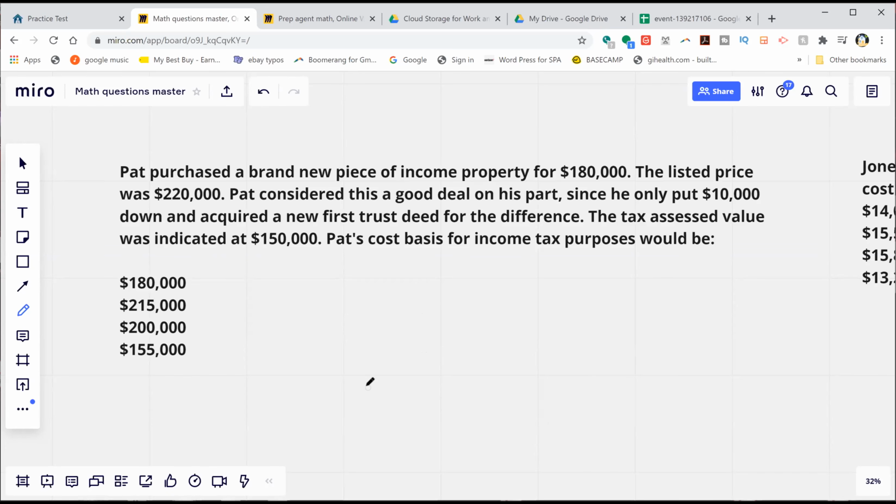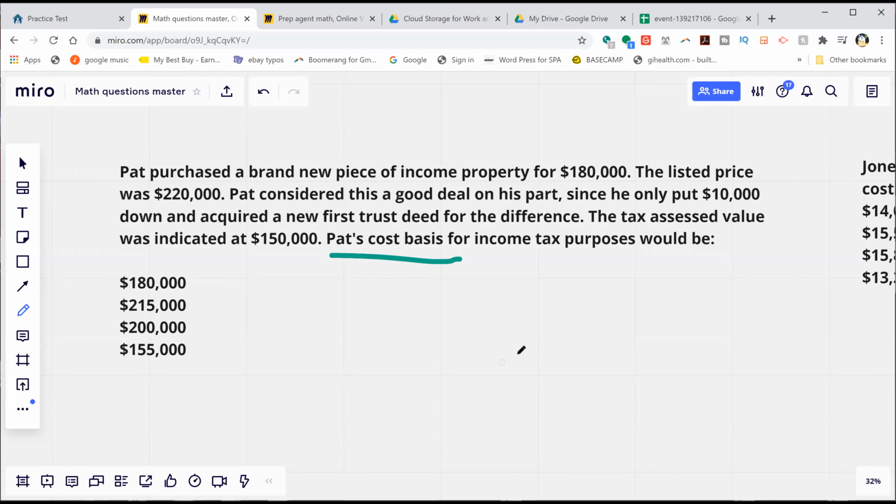So guys, what are they asking for in this question? That's an important thing here. What are they asking for in this question? Can someone type that into the chat for me? What are they asking for? They're asking for Pat's cost basis, right?